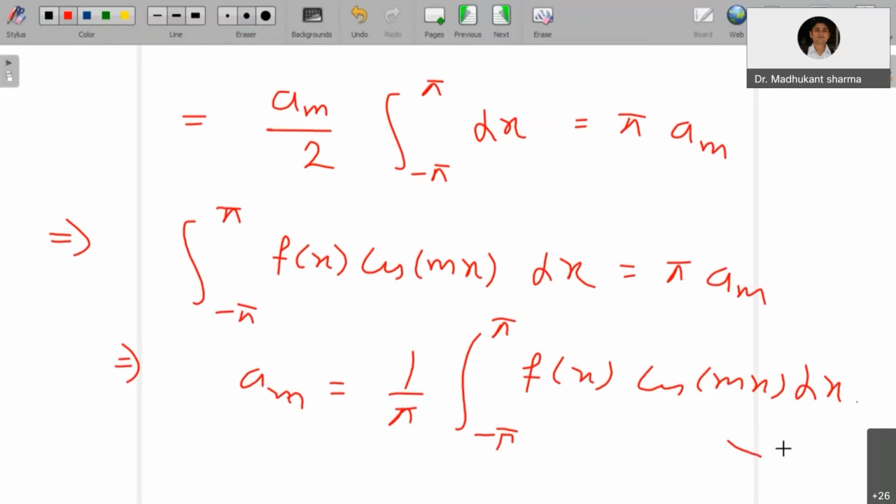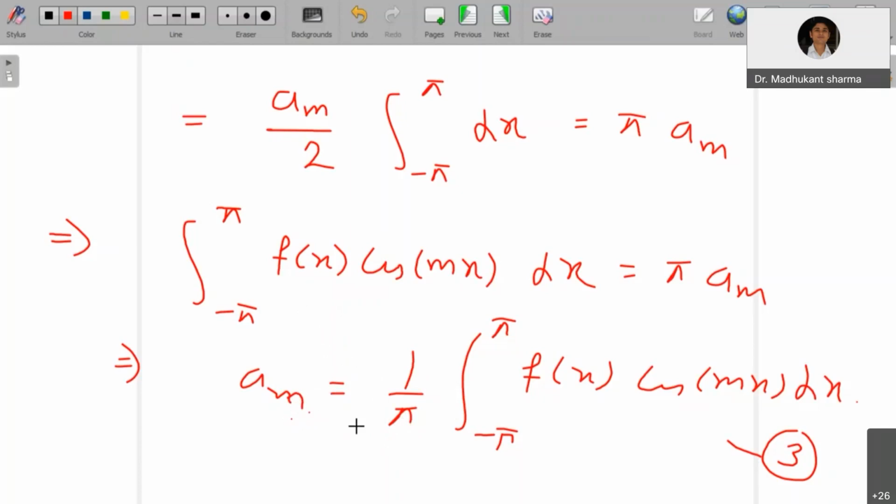So this is, let's denote it by 3. Now, similarly for B. This is true for a fixed m. Now you can vary this m. For m equals 1, you can find a1, for m equals 2, similarly you can find a2, and so on. Instead of m, you can use this n index as well.